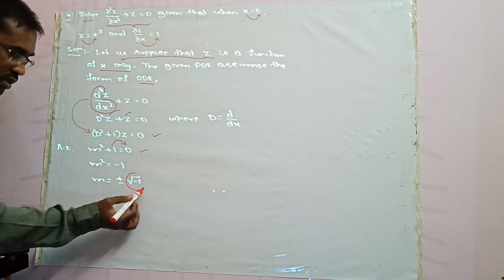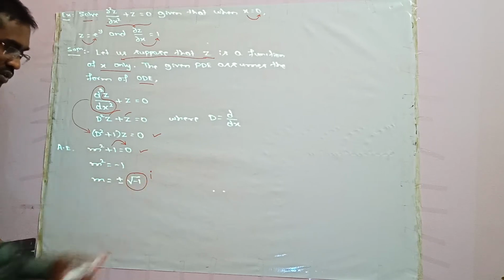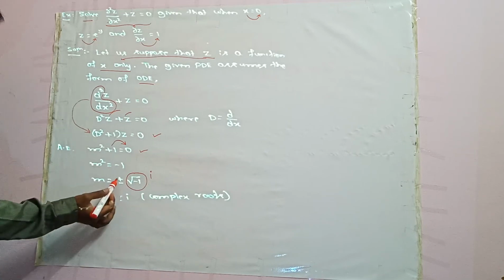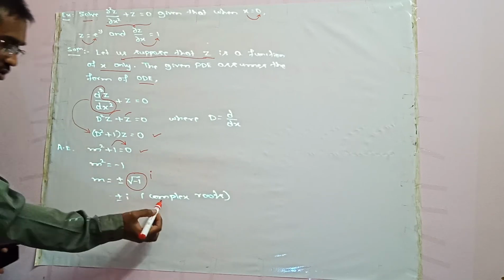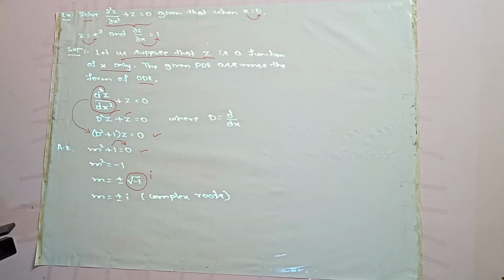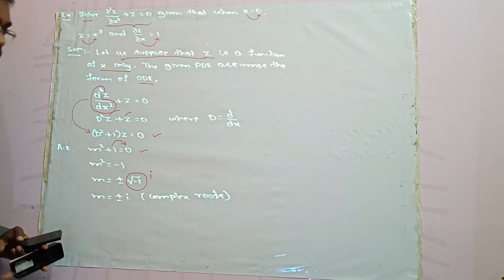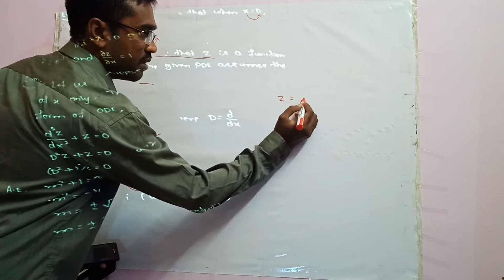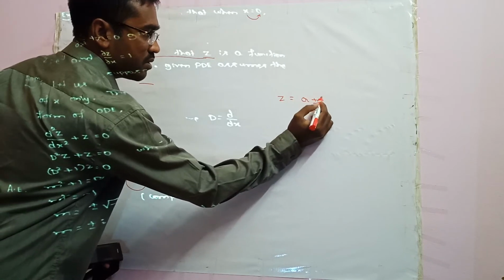What is the root of minus 1? It is i. Root of minus 1 is i. So what you get? Plus or minus i. So the roots are complex roots. When the roots are complex roots, we know how to write the complementary function. How to write the complementary function when you have the roots as a plus or minus ib.